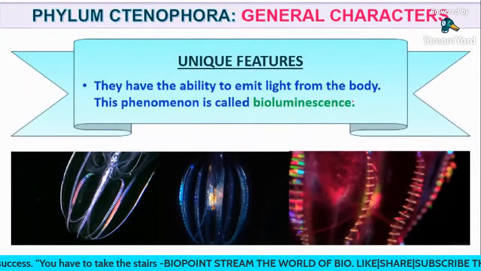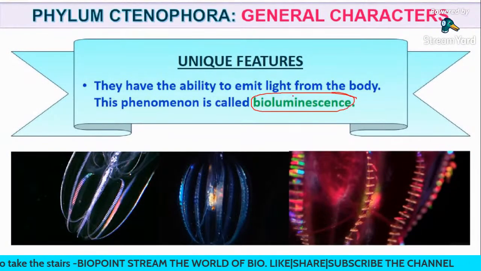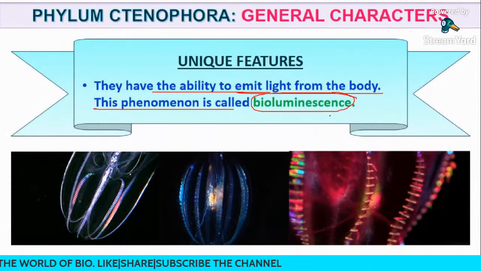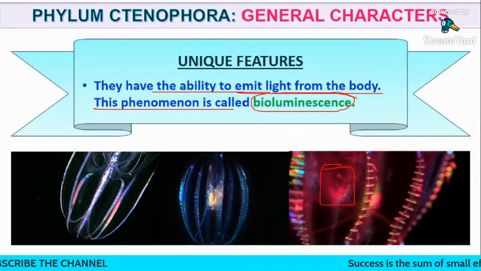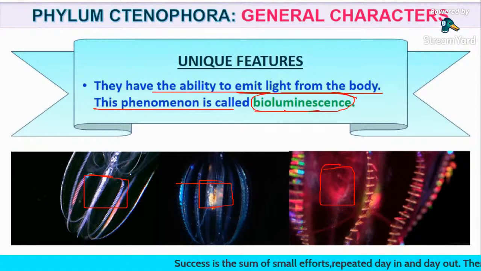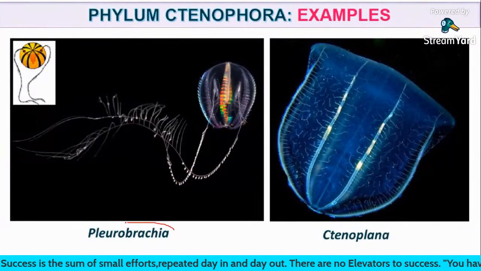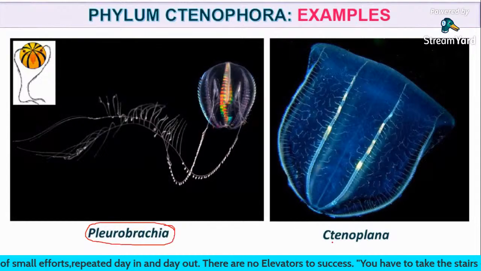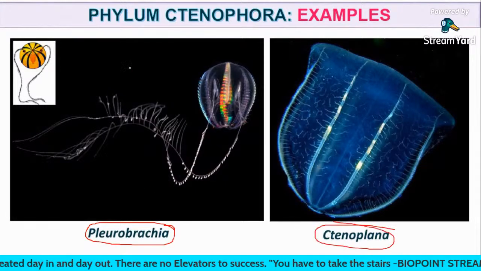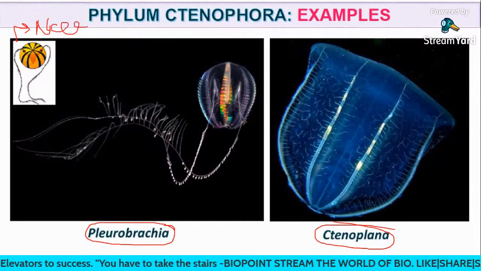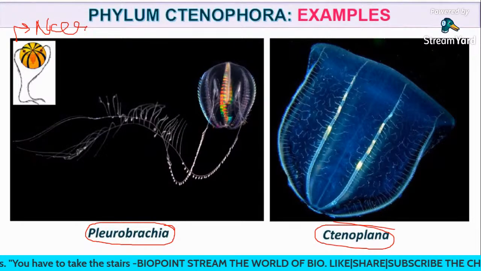They have the special ability of bioluminescence. That is, they have the ability to emit light from the body, and this phenomenon is known as bioluminescence. Look, they have the ability to produce light. Okay, so the examples are very important: Pleurobrachia and Ctenoplana. This is a diagram which is given in NCERT, which you have to take down.